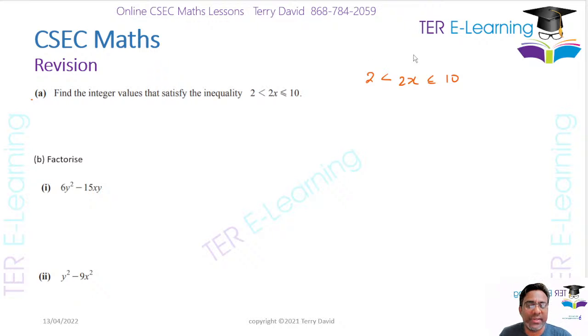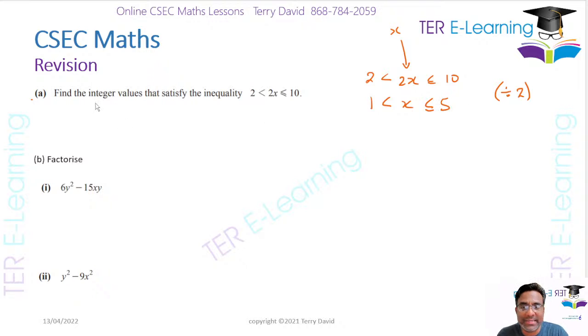Now, when you have an inequality that looks like this, your objective is to get x in the middle alone. If I want to do that, I need to get rid of this 2 here. In order to do that, I must divide every single part of this inequality by 2. So 2 divided by 2 is going to give me 1, and the sign remains the same. 2x divided by 2 is going to give me x, and I'm going to keep the same sign here. And 10 divided by 2 is going to give me 5.